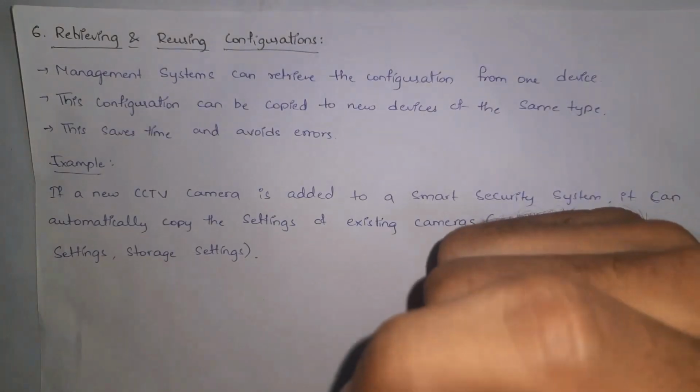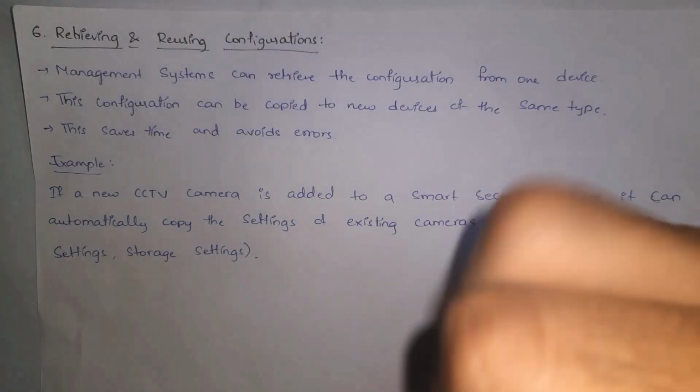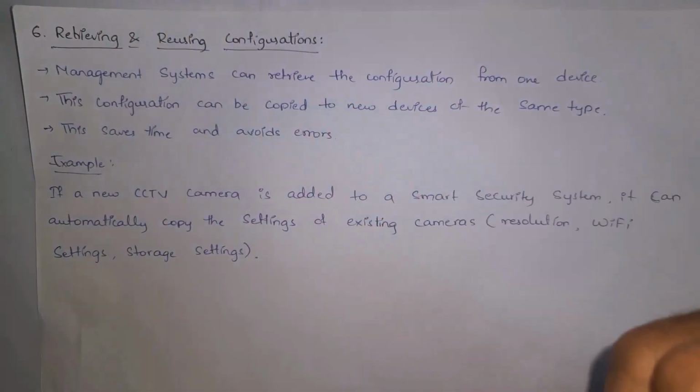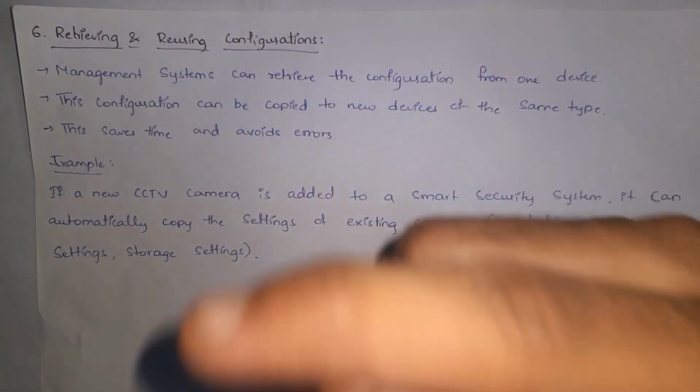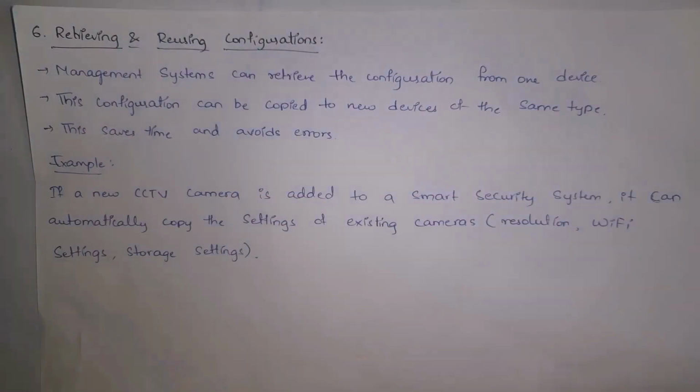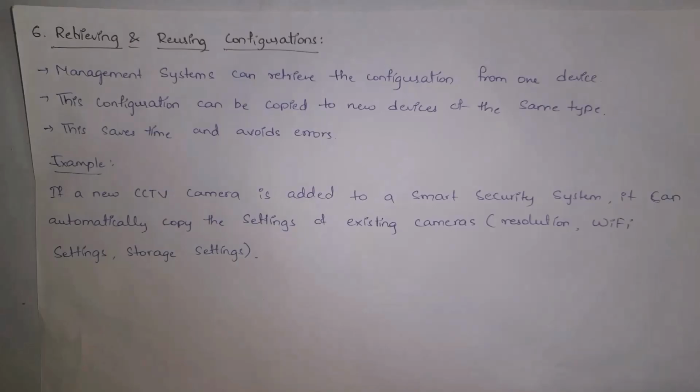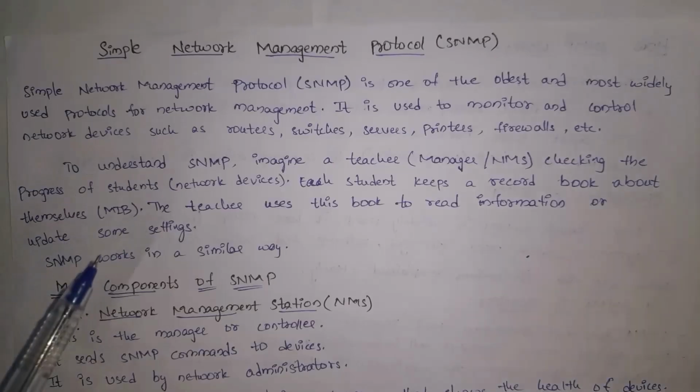Yes, for example, once the IoT management system has configured one device, we can simply copy all those configuration settings and apply them to new devices. This will save our time and avoid errors. For example, I installed a CCTV camera. With the help of an IoT management system, I can simply copy those settings and apply them to new cameras. Next, I will explain what is SNMP.